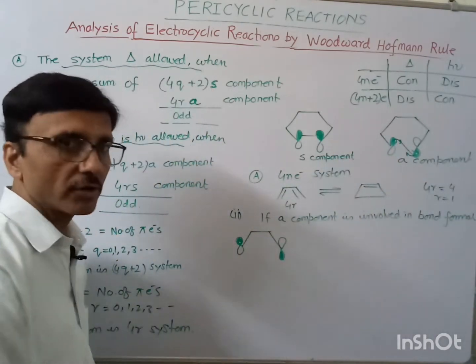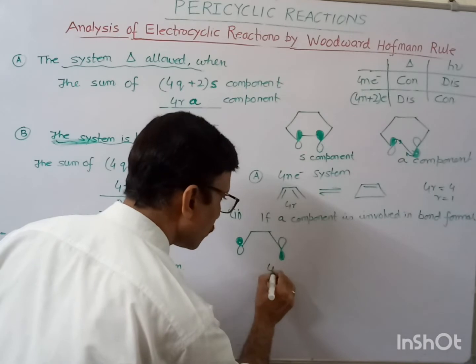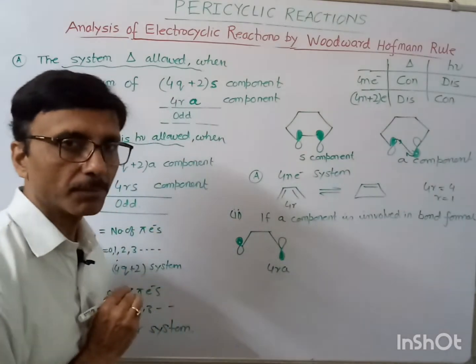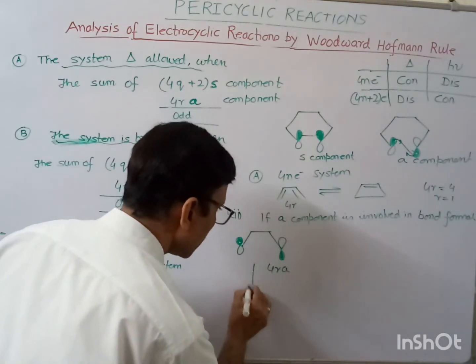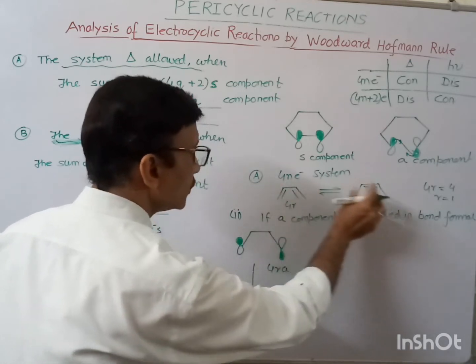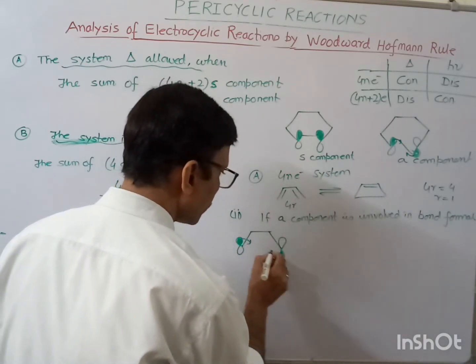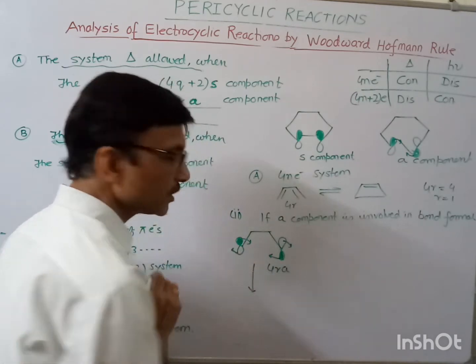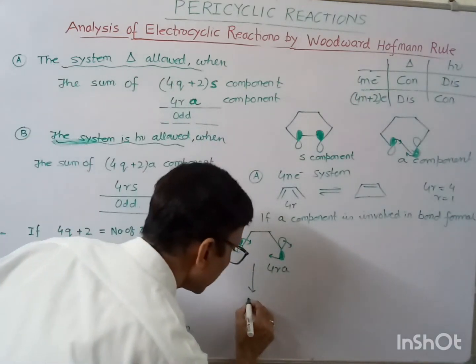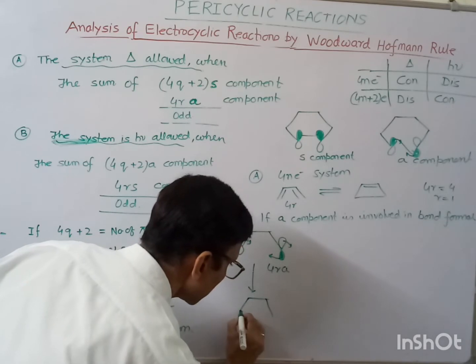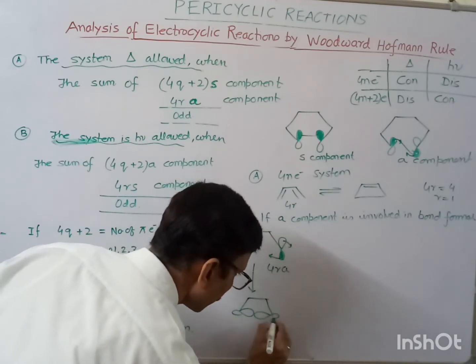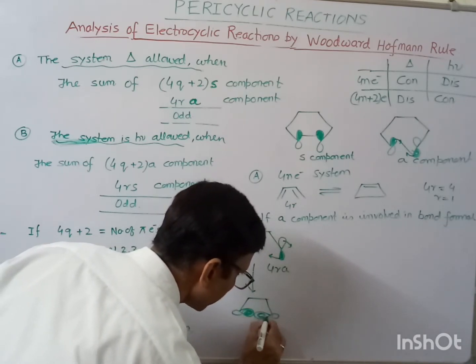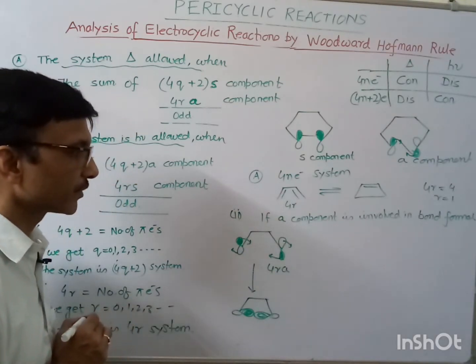So what kind of system will it be now? It is a 4Ra component. Now the bond is only formed when they undergo conrotation, when they move in the same direction. When they move in the same direction, then only this bond will get formed.